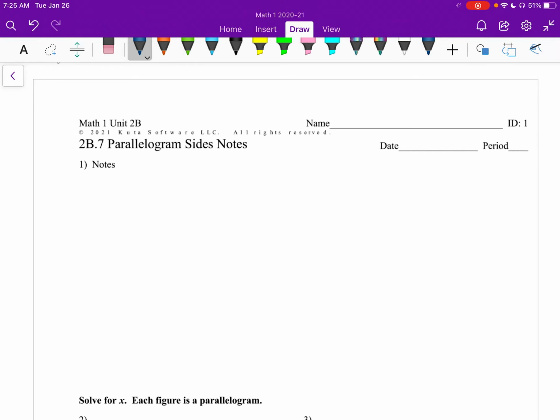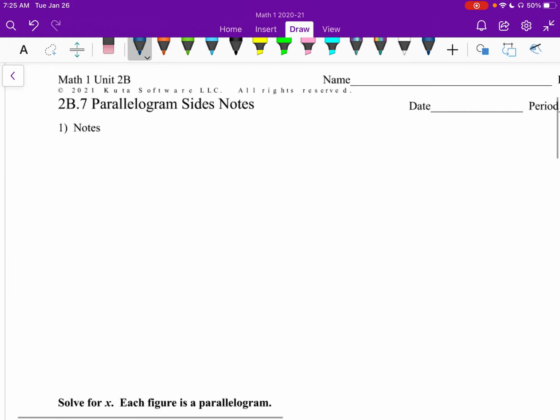Okay, 2B.7 parallelogram sides, right? So last time we talked about angles, and this time we're about to talk about sides. The important thing to know here is that the opposite parallelogram sides are congruent. Opposite parallelogram sides are congruent.